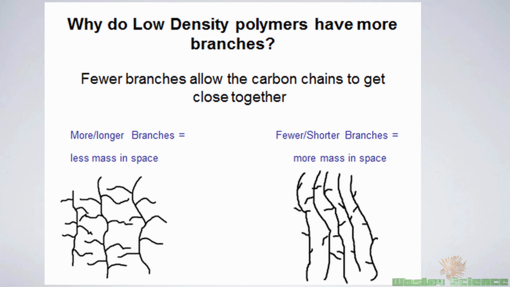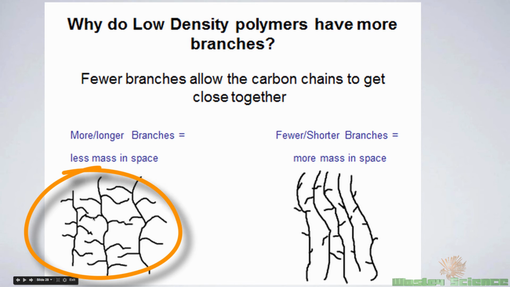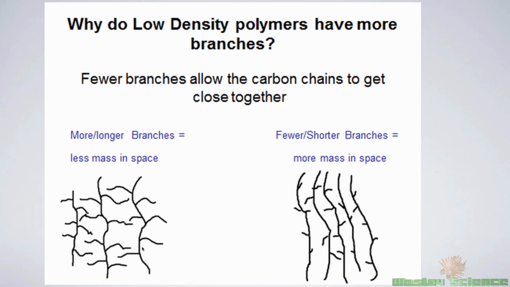And the reason for this is it's all in the branches. You can see the branches on the left side here are longer. And what they're doing is causing the linear parts of the polymer to be more spaced out. Because there is less mass over a greater amount of space, you have a lower density, so you have more flexibility. So the diagram on the left would represent LDPE, low density.